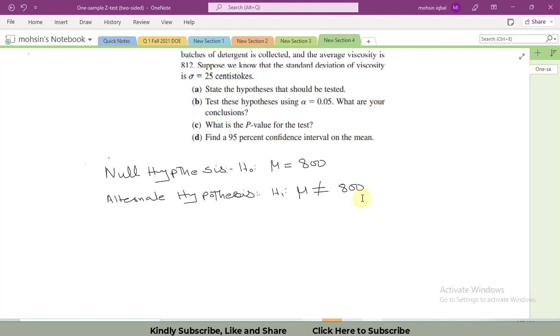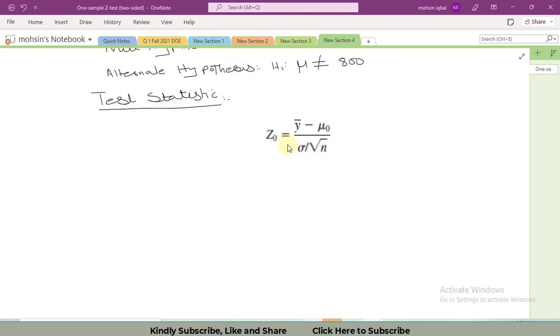Please remember that we never write here the value of the sample mean. That is, in this case we got 812 from our sample mean, so we will not write that value in our null or alternate hypothesis. We will always write our stated value. So this is the test statistic value. We will compute it from this formula.